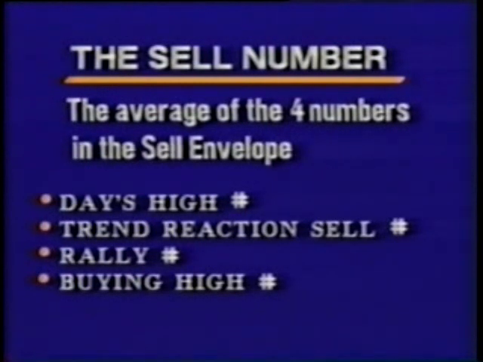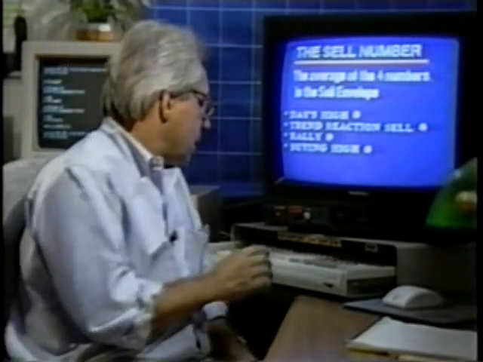Now, in addition to the sell envelope and the buy envelope, we generate a sell number and a buy number. The sell number is the average of the four numbers in the sell envelope. We have four of them now: the day's high, the trend reaction sell, the rally, and the buying high. We add up those four numbers and divide by 4, and we generate a fifth number, which we call the sell number. At this point, we're not talking about how we use the numbers, just the calculation of the numbers.